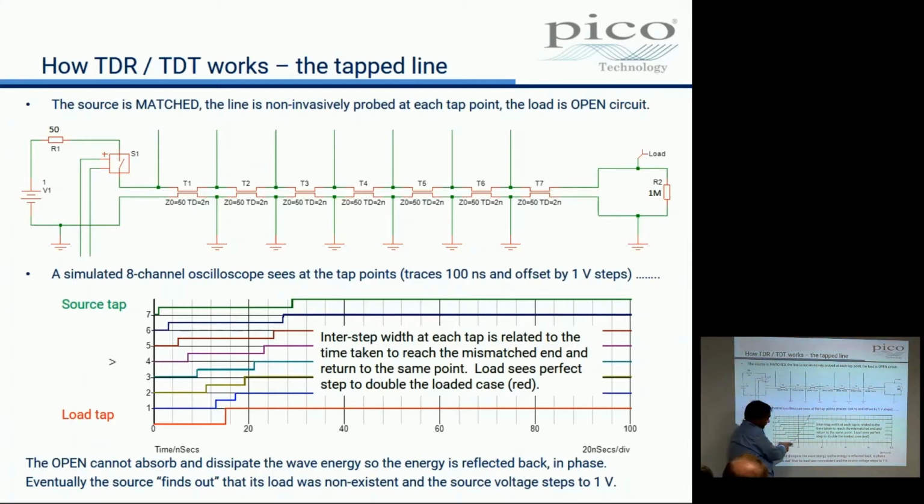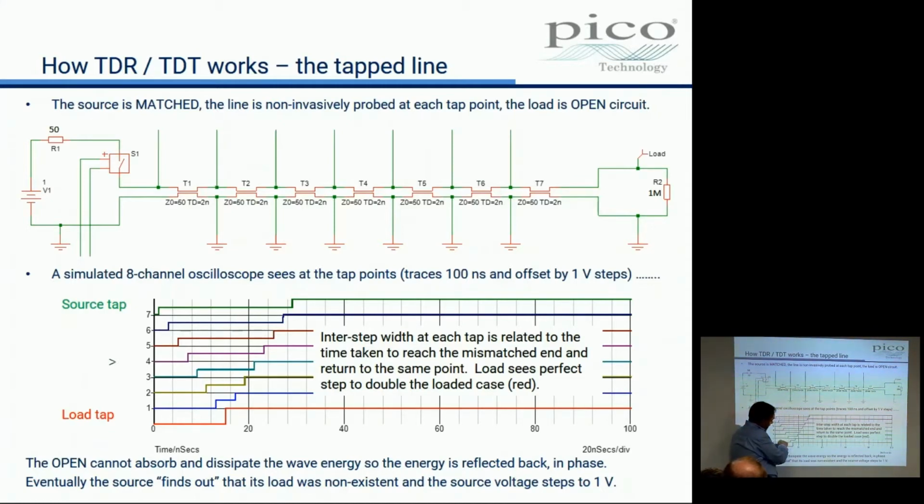The reason is that the end can't absorb the wave, the energy in the wave going along. It can't absorb it. So that energy's got to go somewhere. And what it does is it goes back along the line in phase, sorry, open end. So what happens here is at the instant the wave arrives at the 1 meg resistor, we do get that 1 volt amplitude despite only sending half a volt.